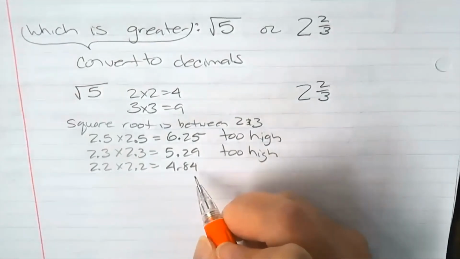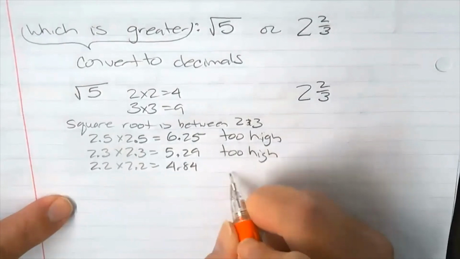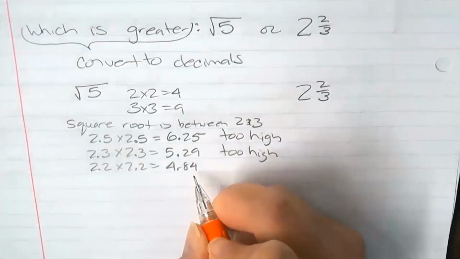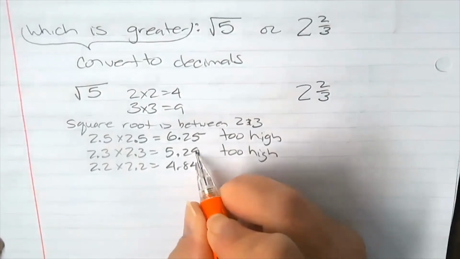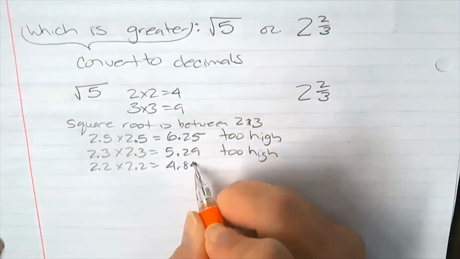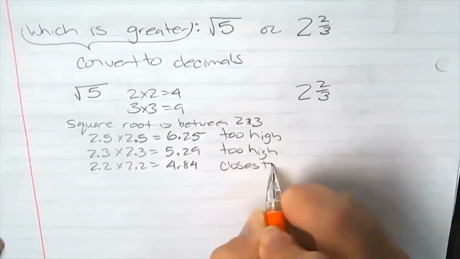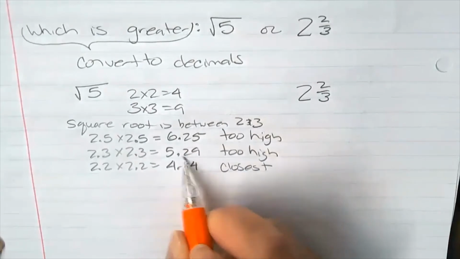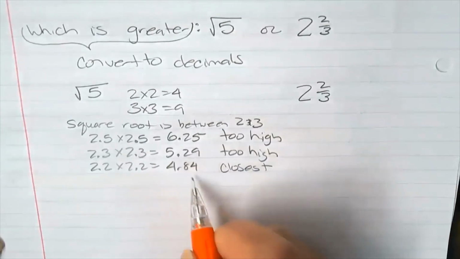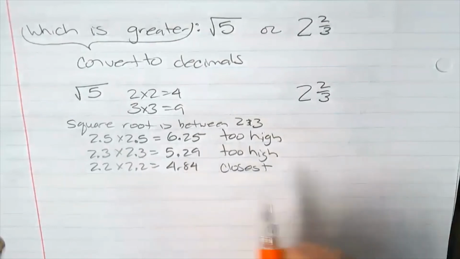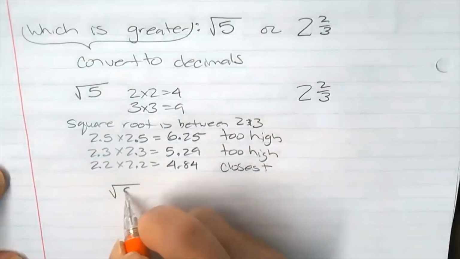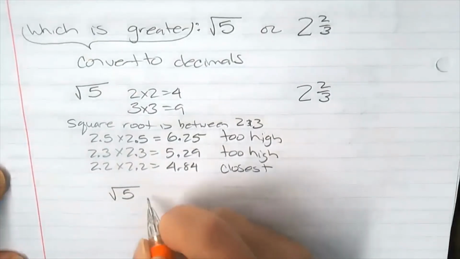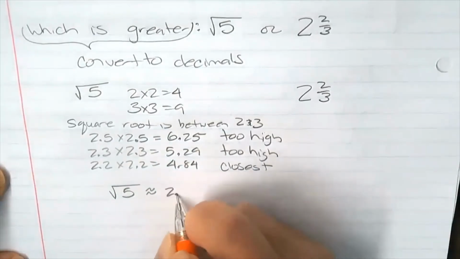So 4.84 is 16/100ths away from 5, right? And 5.29 is 29/100ths away from 5. So this one is the closest. This one is 29/100ths away from 5, and this one's only 16/100ths away from 5. This is the closest. So my square root of 5 is about 2.2.